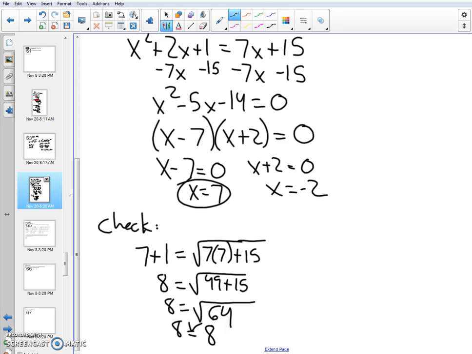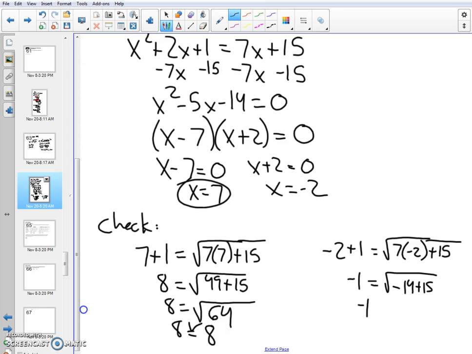I'm going to try the same thing with negative 2. So I would have negative 2 plus 1 equals the square root of 7 times negative 2 plus 15. So I would have negative 2 plus 1 is negative 1, and the square root of negative 14 plus 15. So I have negative 1 equals the square root of 1, which is not true. That one did not work. So I would just cross that off and write extraneous. So extraneous has the word extra in it. It's an extra solution. Sometimes they work, sometimes they do not. So you just have to check them.